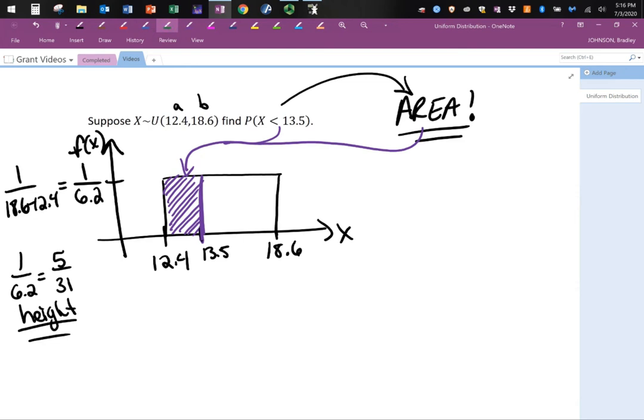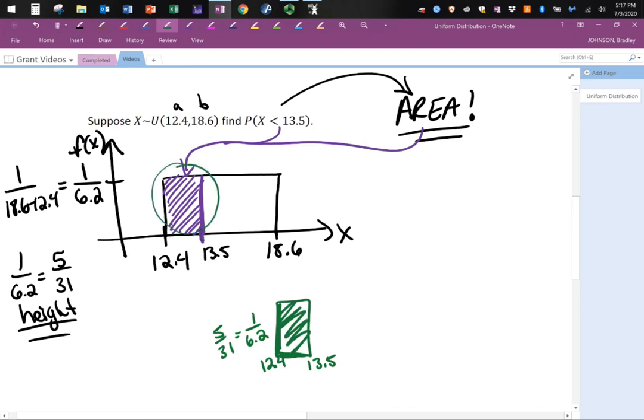Okay. If it helps, you can even draw a different rectangle off to the side. Right, 12.4 to 13.5 is represented there, right? And then the height of this is 1 over 6.2, right? Or 5 out of 31. Okay, so it's that little rectangle. If you think of plucking it out and redrawing it, you could do that as well.